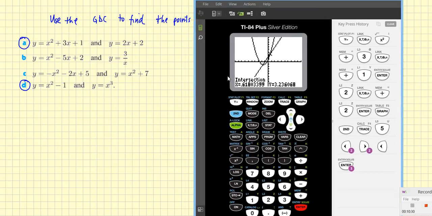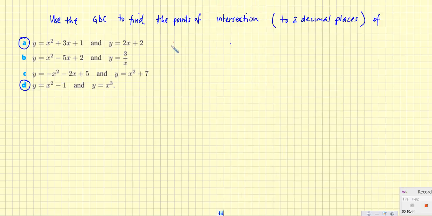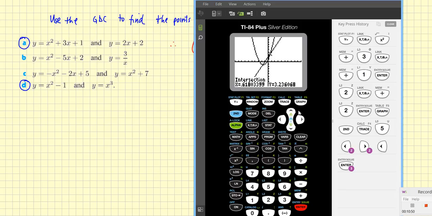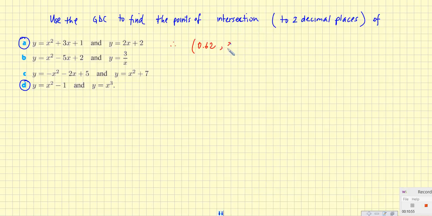So to do it to 2 decimal places, that means my first point would be 0.62 for x, and for y it would be 3.2. So I would do 0.62 for x, and then my next point would be at 3.2, and therefore my y value is 3.2.